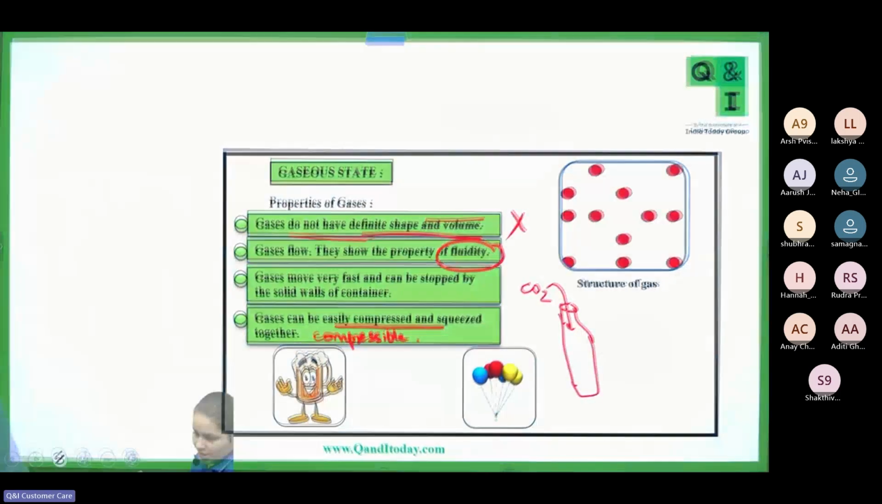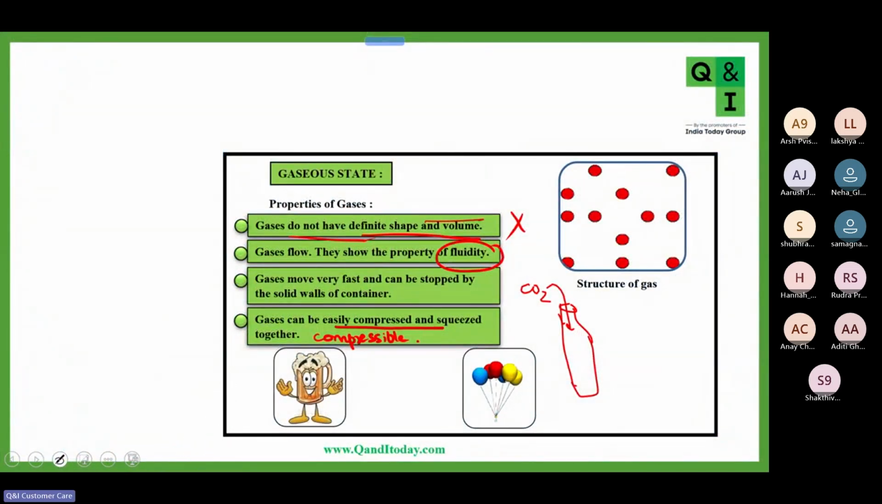Okay, fine. After this, these are the properties. I hope you are writing all these properties. Have you written that gases don't have fixed shape or volume? Yes, sir. They have the property of fluidity. They move very fast, you don't have to write that, but you should write they are compressible.